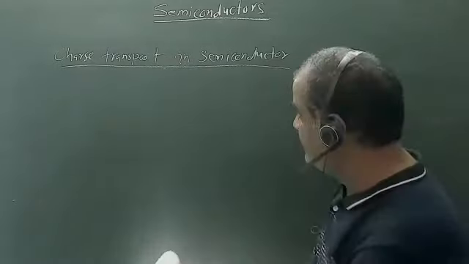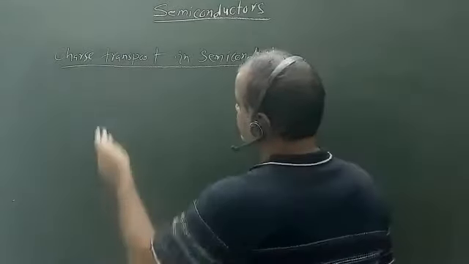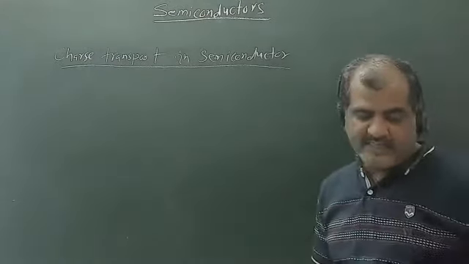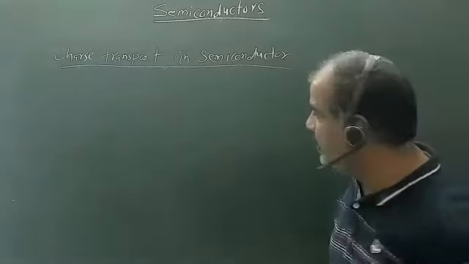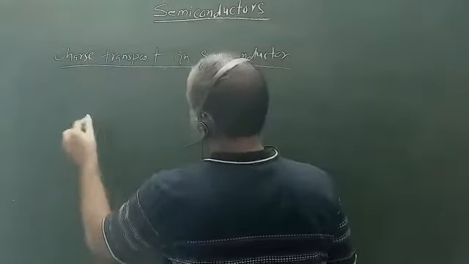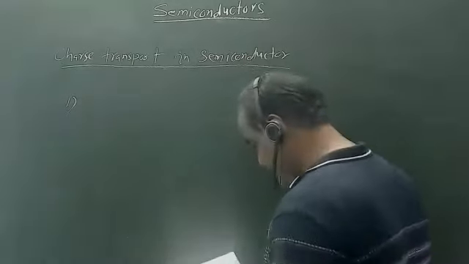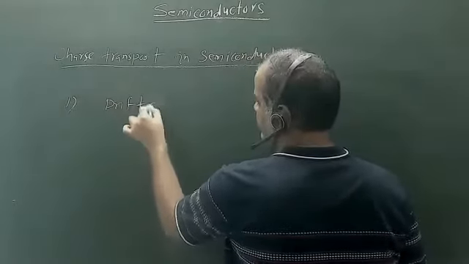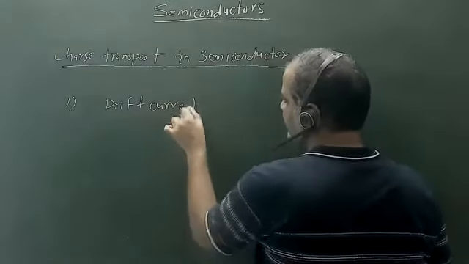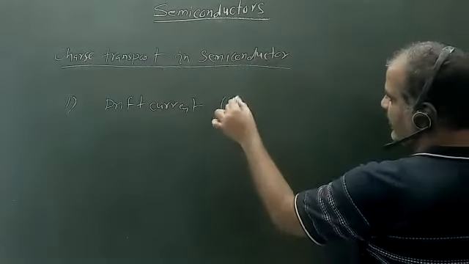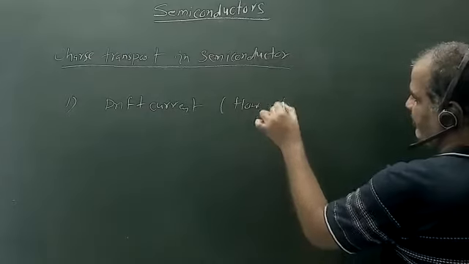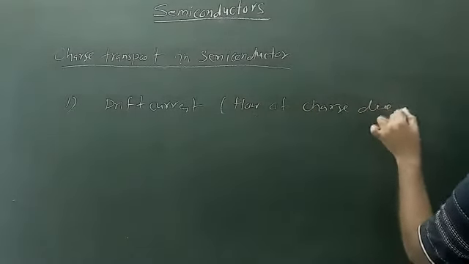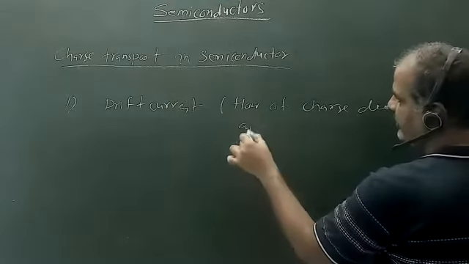ओके सो नाउ चार्ज ट्रांसपोर्ट इन सेमीकंडक्टर मींस सेमीकंडक्टर के अंदर कैसे चार्ज फ्लो होता है. ओके सो चार्ज ट्रांसपोर्ट इन सेमीकंडक्टर हैपेंस टू वे. फर्स्ट इज योर ड्रिफ्ट करंट. ड्रिफ्ट करंट इज फ्लो ऑफ चार्ज due to applied electric field.